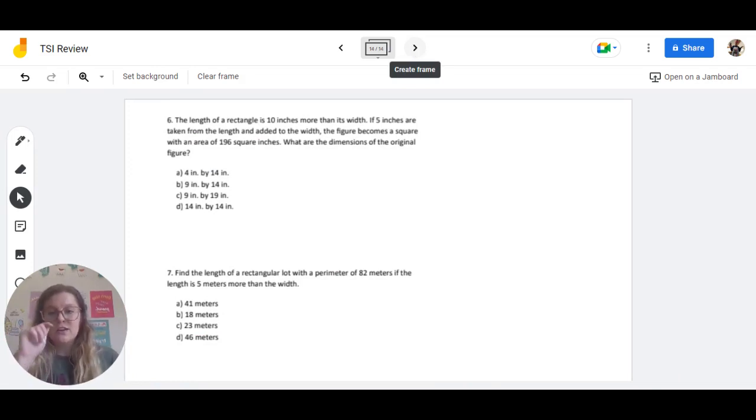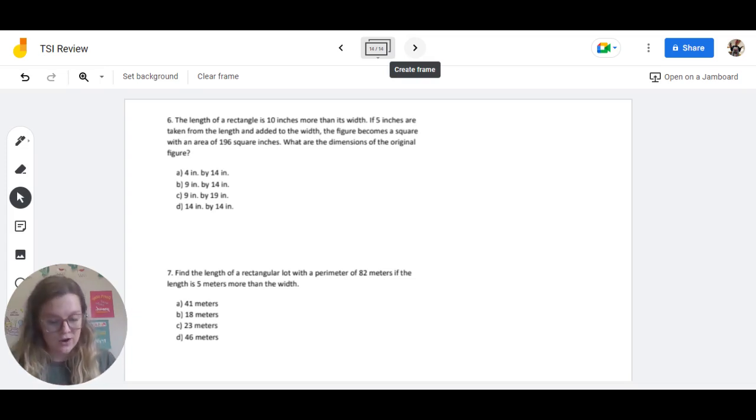All right. Number 6, it's kind of like the one where we can solve it mathematically, and then we can kind of look at our answer choices to see if we can solve it that way. So I'm going to show you both. So let's start with the long algebraic process first. So it says the length of a rectangle is 10 inches more than the width. If 5 inches are taken from the length and added to the width, the figure becomes a square and it gives us an area of 196. What are the dimensions of the original figure?